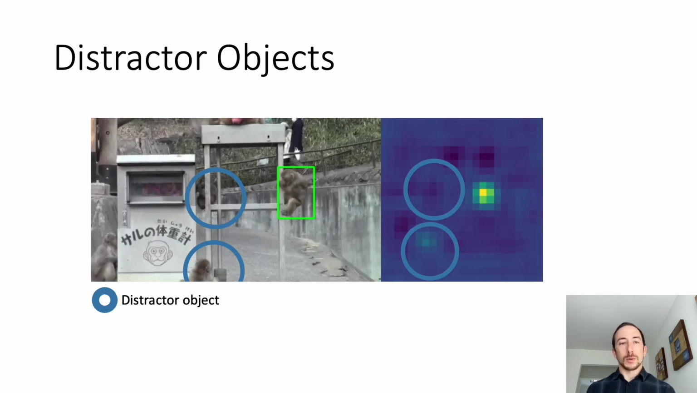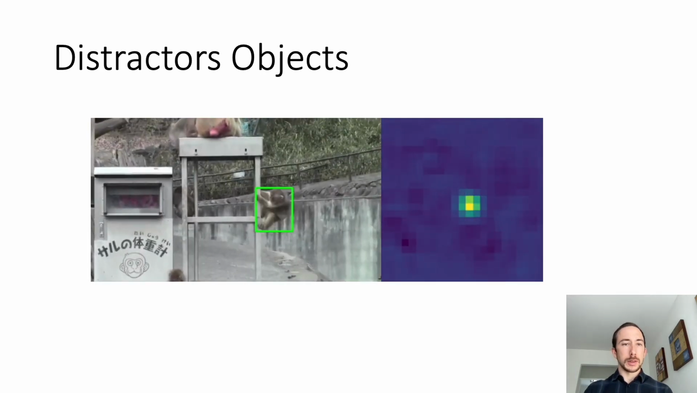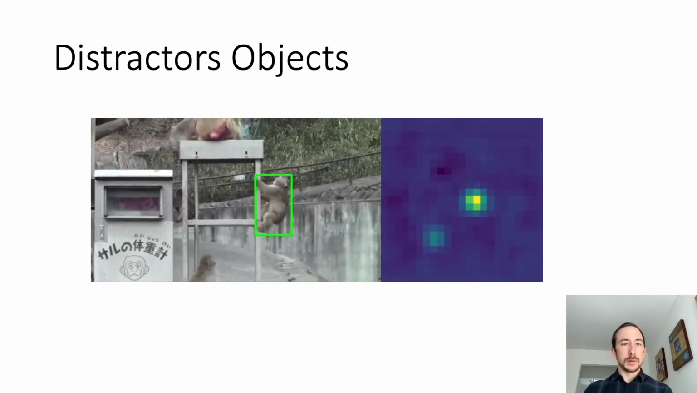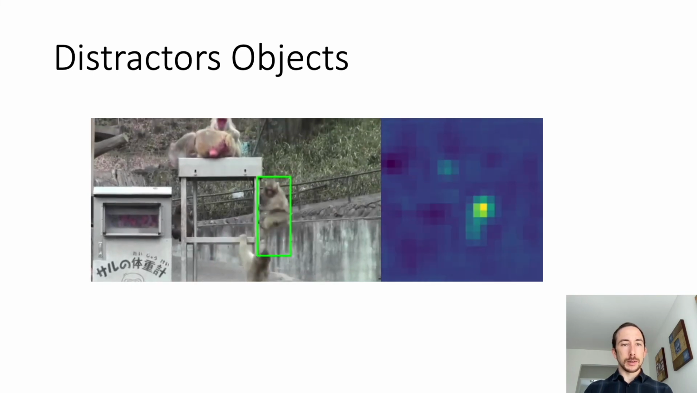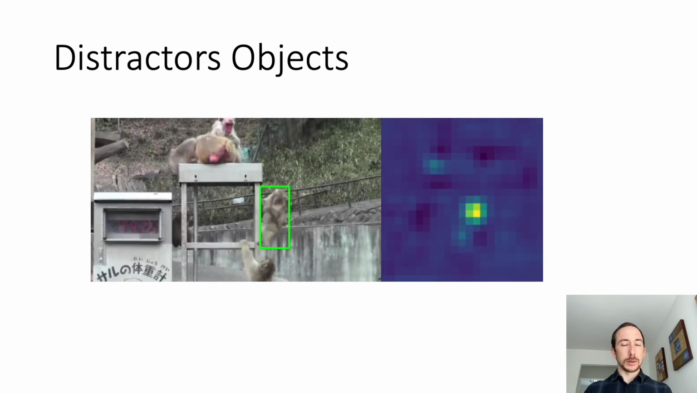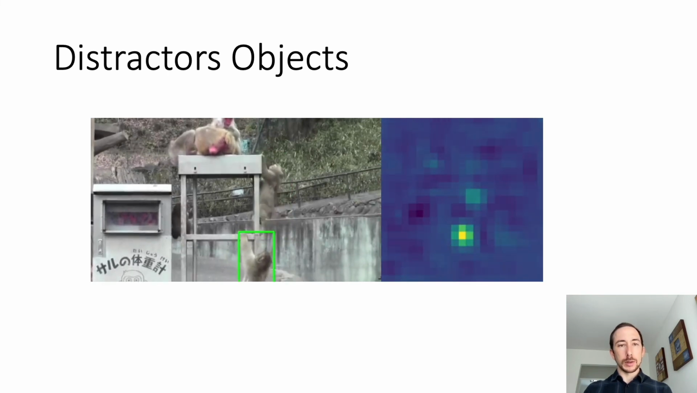You have to rely on additional cues. And as you for instance see in this sequence, even the DiMP tracker that I presented earlier incorrectly assigns a higher tracking score to the distractor object, which causes tracking failure.